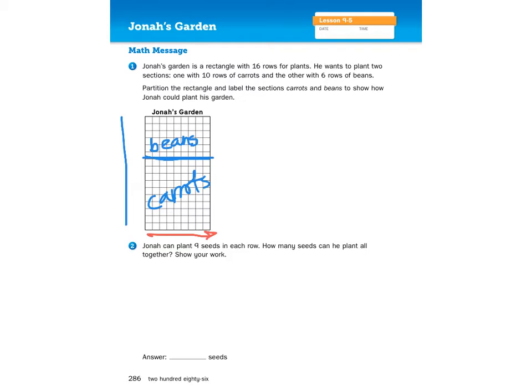Okay, so just to recap, this is a bigger multiplication problem. This multiplication problem is really 16 rows times 9, which we don't really know how to do yet. What Jonah has done is he's divided this problem into a 10 by 9 for your carrots and 6 by 9 for the beans. And now I can solve those problems because we do know how to do that. We have broken apart 16 times 9 into 10 times 9 and 6 times 9.